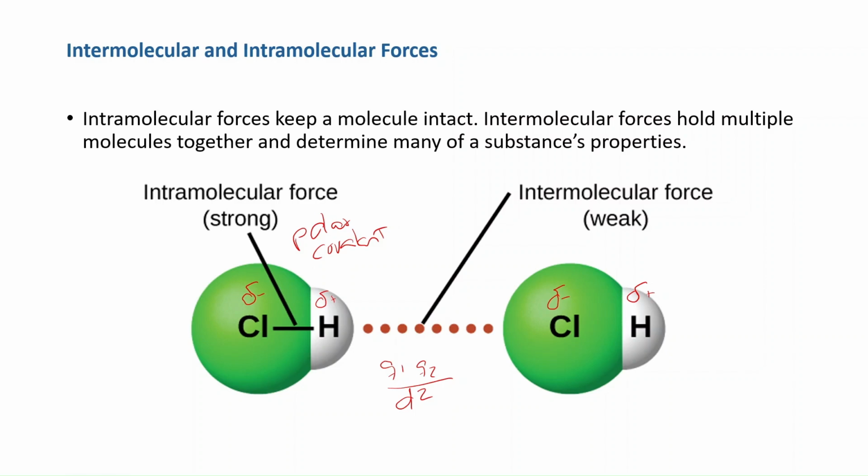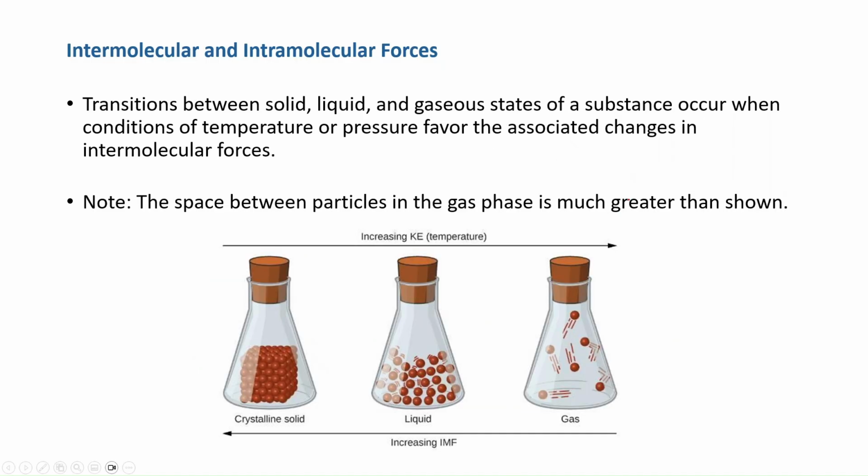So very small numerator, larger denominator, is a very weak force. But it's a force. And because it's between molecules, we call it intermolecular. So like I said, we can explain the transition between solid, liquid, and gas when you increase the temperature, because you are overcoming the intermolecular forces. The strong intermolecular forces hold particles together in a solid, but as you increase the temperature, you start overcoming them, you get weaker and weaker intermolecular forces, so you have a liquid and you have a gas.